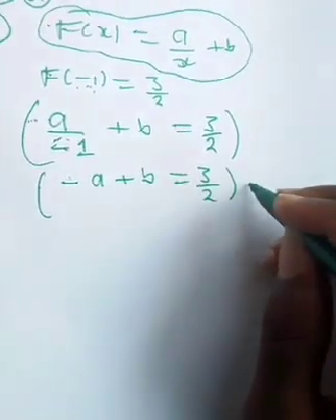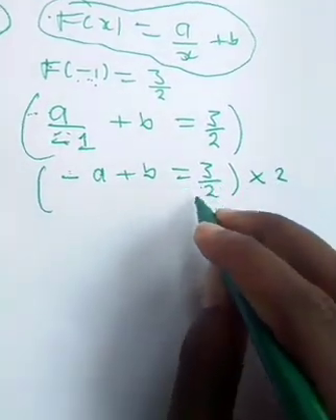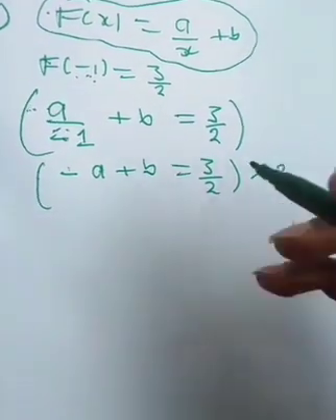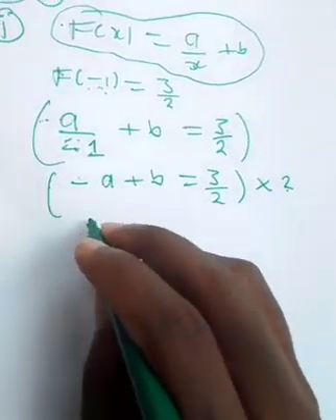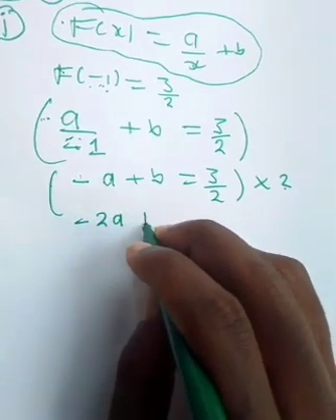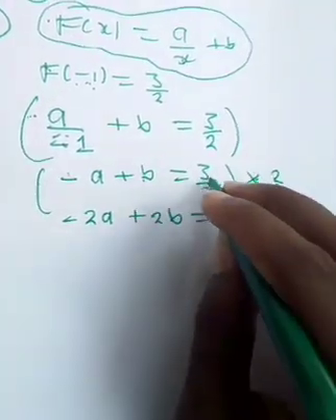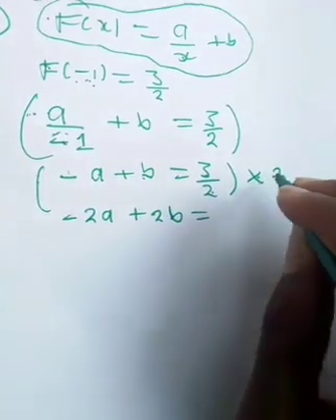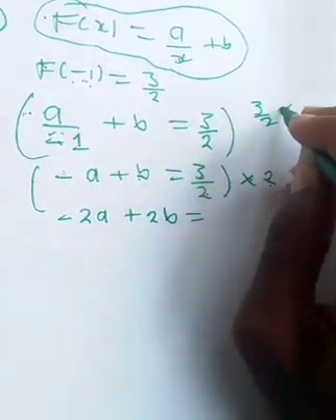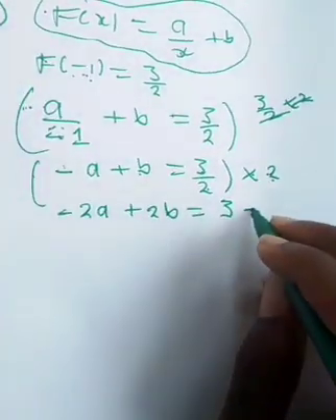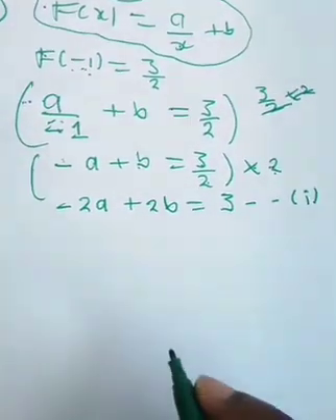Then I can multiply throughout by 2 to get rid of this denominator here, so that I can remain with a simplified version of an equation. So 2 times a is going to be -2a, plus 2 times b is going to be 2b. It's equal to 2 times this one. These 2 and 2 will cancel, because it's 3/2 times 2, and I'll just remain with 3. So I'll record this as my first equation: -2a plus 2b equals 3.